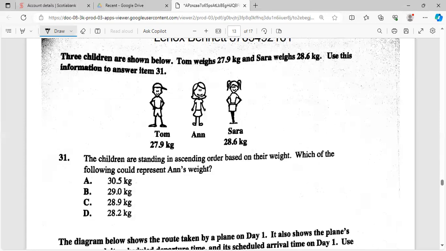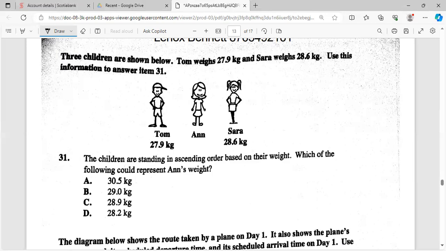Alright, let's look at this one now. It says that 3 children are shown below. Tom weighs 27.9 kilograms and Sarah weighs 28.6 kilograms. Use this information to answer item 31.